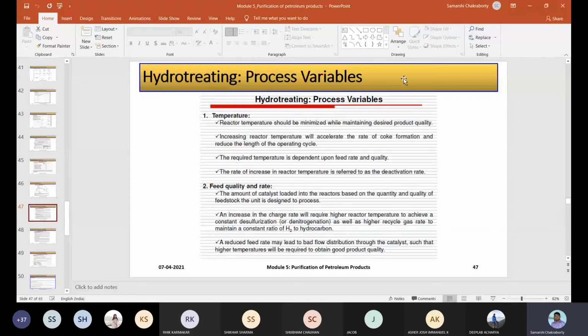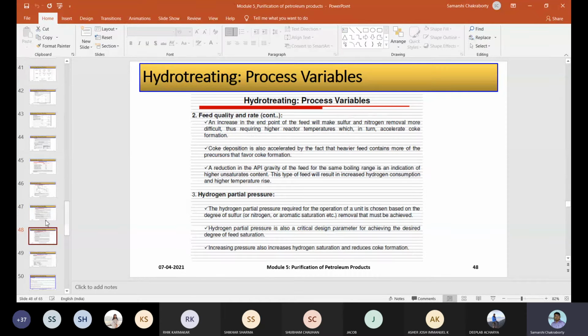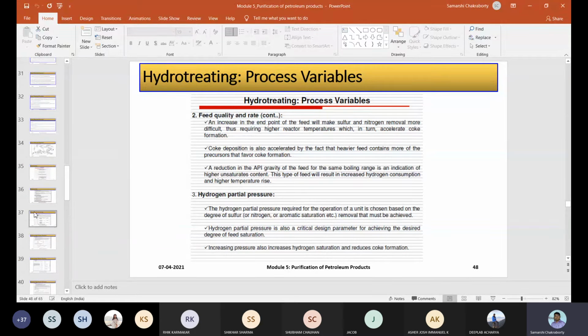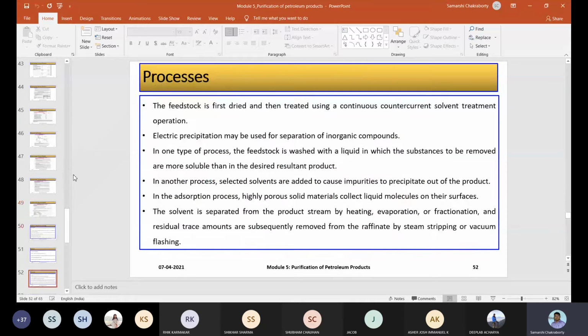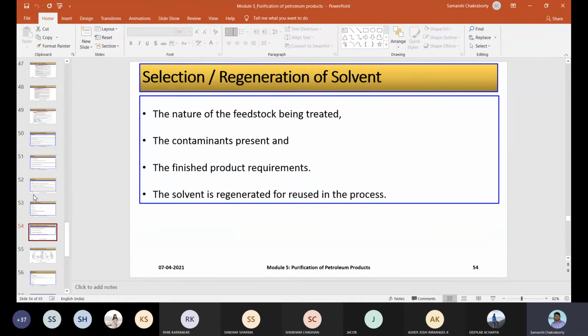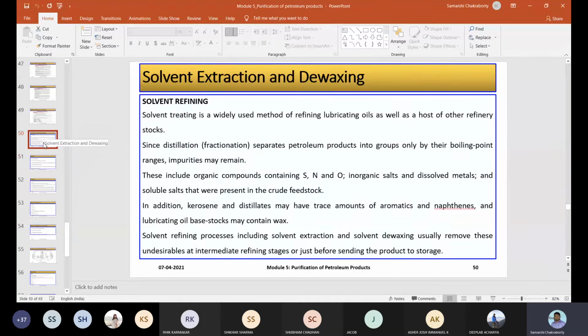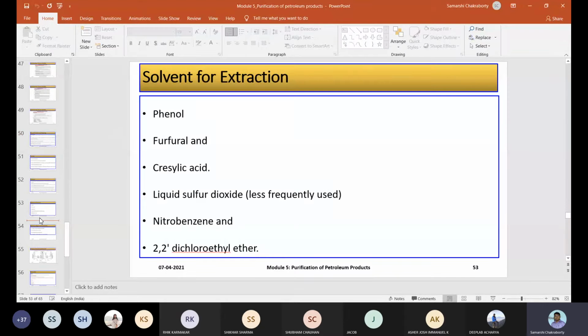So, how different process variables affect the performance of your hydrotreating process. If I ask this question, you have to talk about all of these factors: temperature, feed quality, rate, space velocity and hydrogen partial pressure. I guess with respect to the hydrotreating process we have talked a lot. The solvent extraction part I will talk about a little bit later on. Solvent extraction and dewaxing are also going to come, so we'll talk about this later.